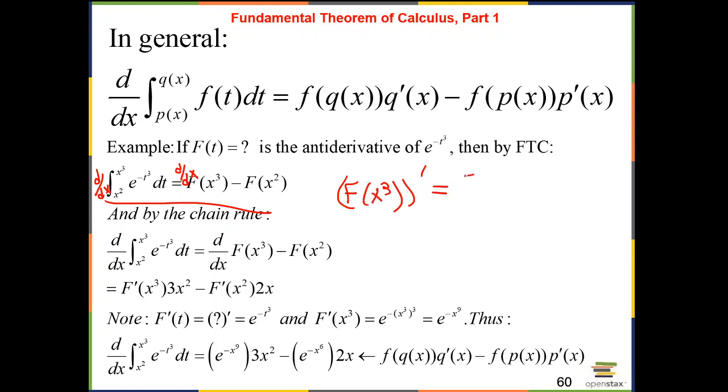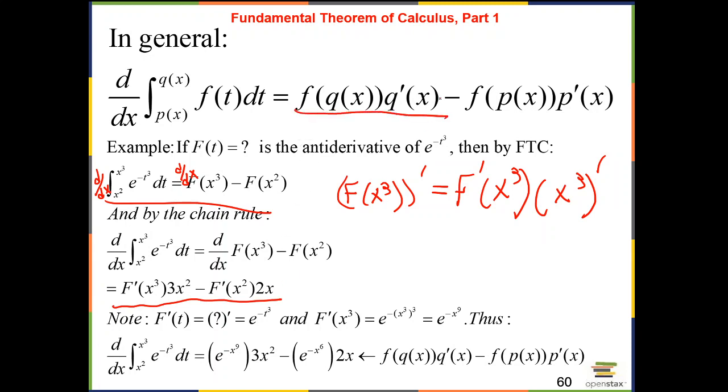By chain rule, that would be f prime of x to the third times what? Times the prime of x to the third, right? That's what that is. So we're going to apply that to this part and apply that to this part, and notice what we get. We get exactly what we have here, right?